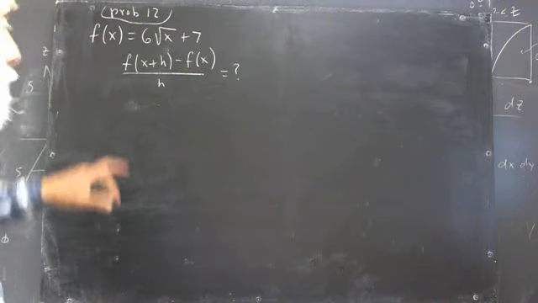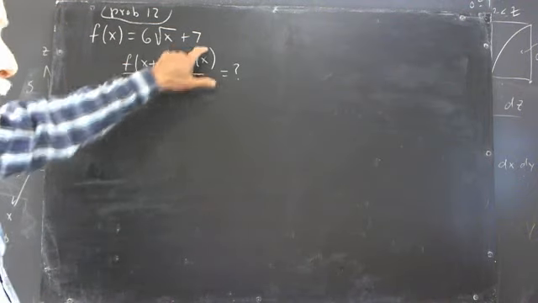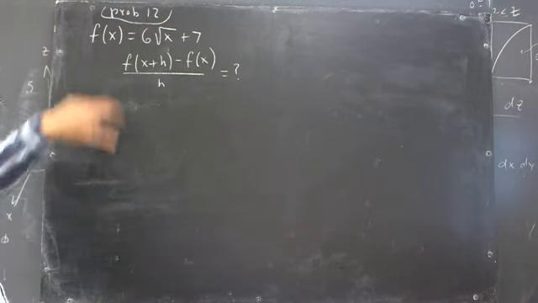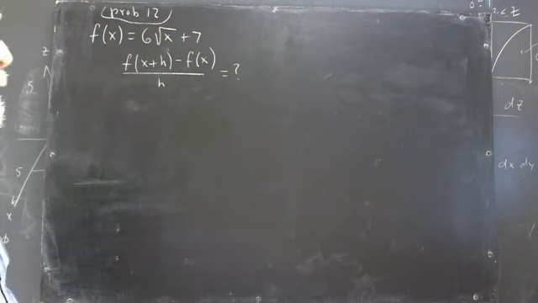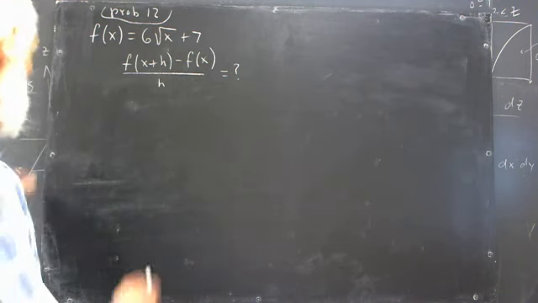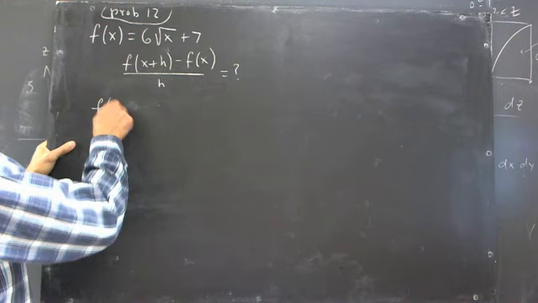Problem 12. We have f of x equals 6 square root of x plus 7, and we want to evaluate the expression f of x plus h minus f of x divided by h. So what do we get? Well, let's take it bit by bit.